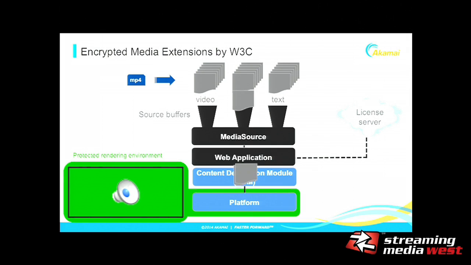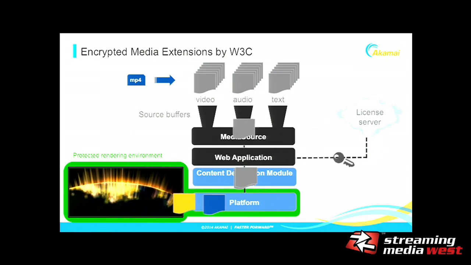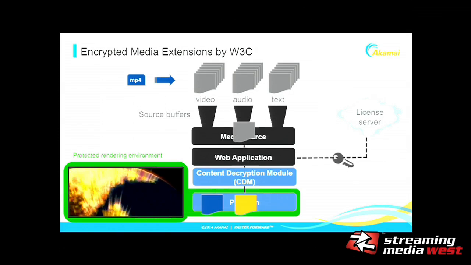So there's a key exchange that happens with a license server. This might be Widevine, this might be PlayReady, this might be Adobe Access, it might be OMA, it might be Marlin, doesn't matter. The CDM hands it down, it decrypts the content in the protected part of the operating system, and the video plays back. So I have my full DRM, but delivered through the browser with all the flexibility of JavaScript.